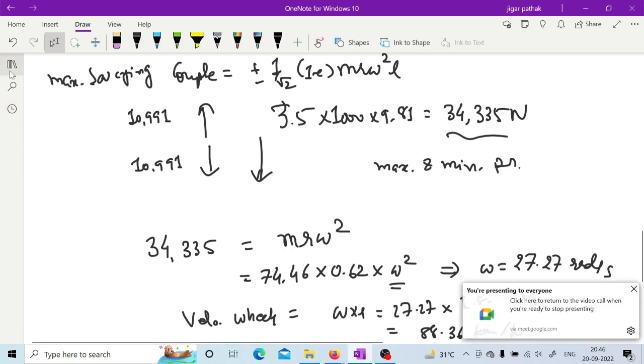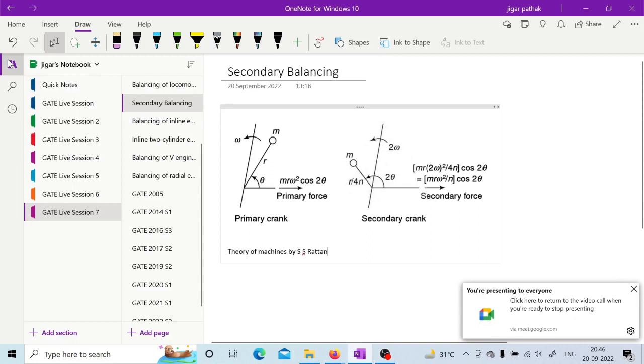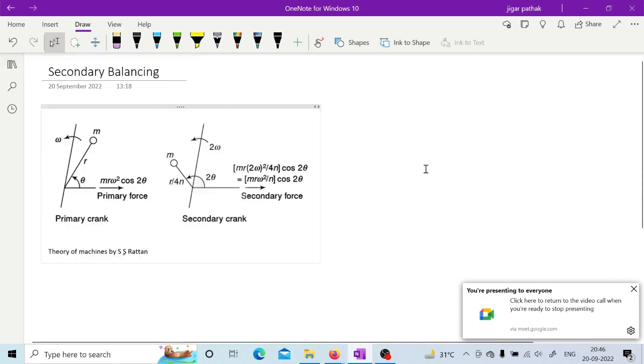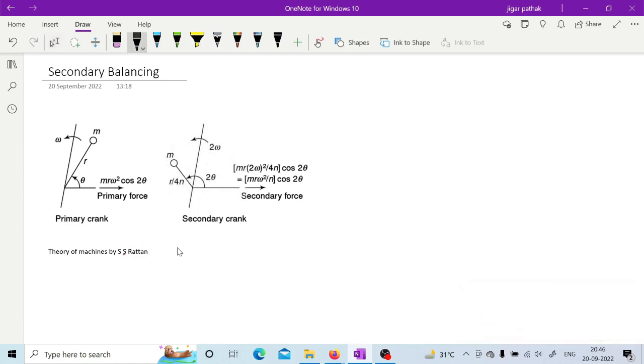So now we will go to the next one, that is secondary balancing. Till now what we have seen is primary balancing, that MR omega square cos theta we were balancing. Now the secondary force is MR omega square cos 2 theta by n.